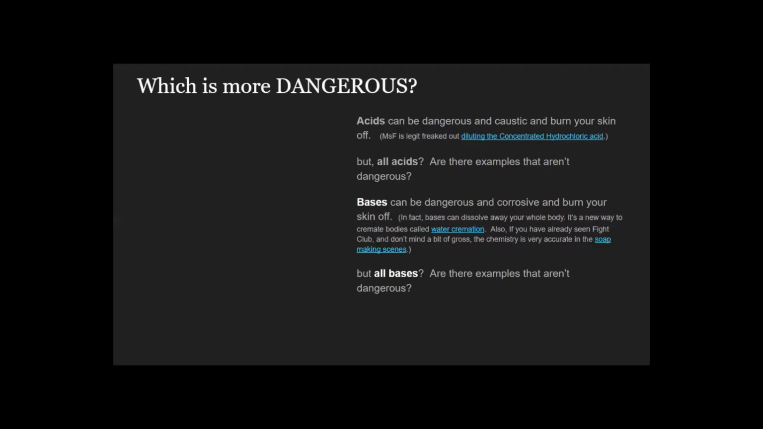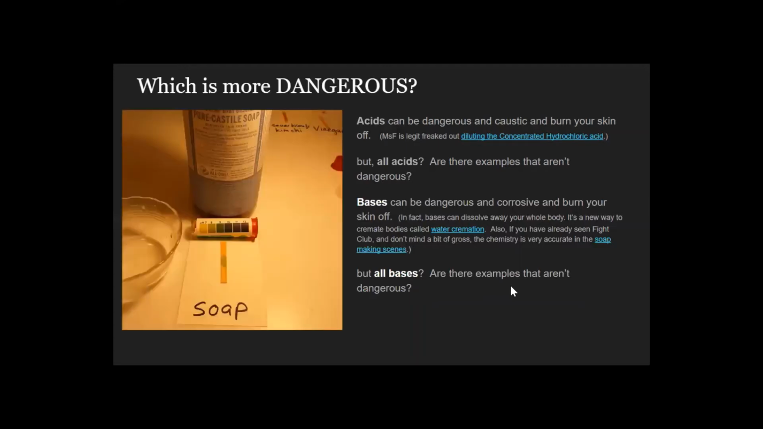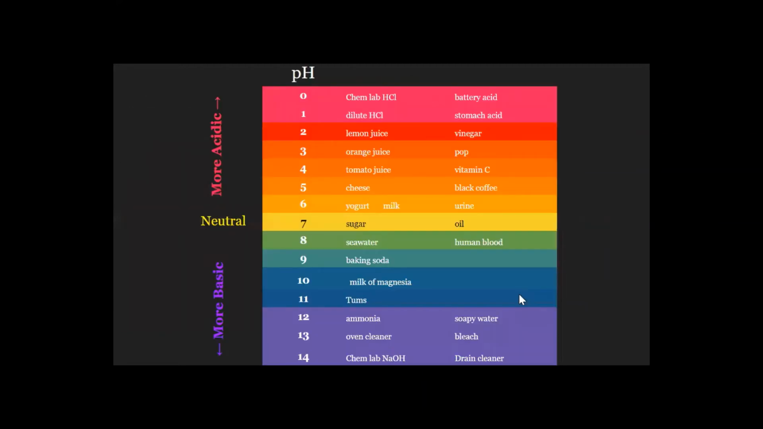I'm pretty sure you can think of some examples that are not dangerous. Like soap. Woo, soap. Okay. So how do we know which acid or base is more dangerous than the others? And the answer is the pH scale.